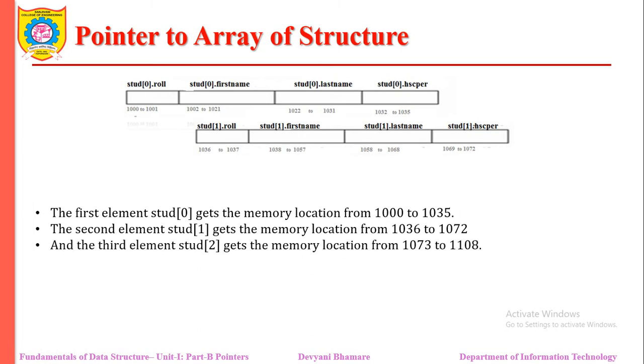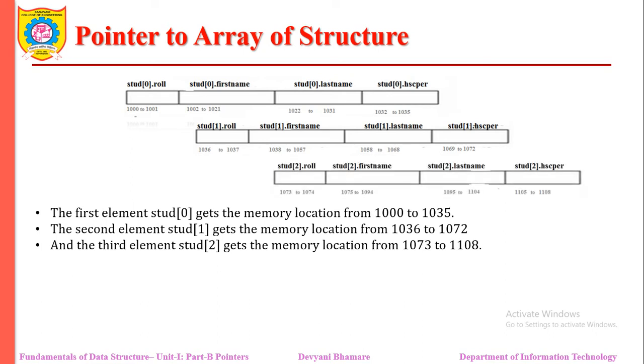If you observe what is happening here, in this complete 36 bytes we have the 0th element's roll number, first name, last name, and HSC percentage. Means into that complete 36-byte memory location, we are holding 4 different kinds of information. These are nothing but the members of the structure. Once the array has been created, we have to initialize the pointer. When we say ptr is equal to stud[0], what does it hold? It holds 1000, the starting address of the first element of our array of structure.